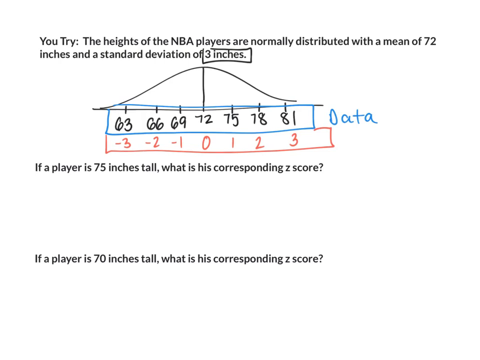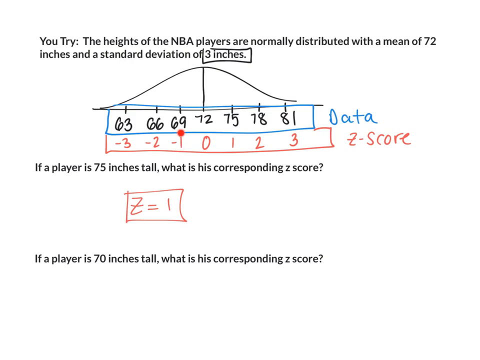So the first question says, if a player is 75 inches tall, what is his z-score? So 75 is exactly 1 z-score. So this person has a z-score of 1, 1 standard deviation above the mean. Okay. Then it says if a player is 70 inches tall, what is his corresponding z-score?